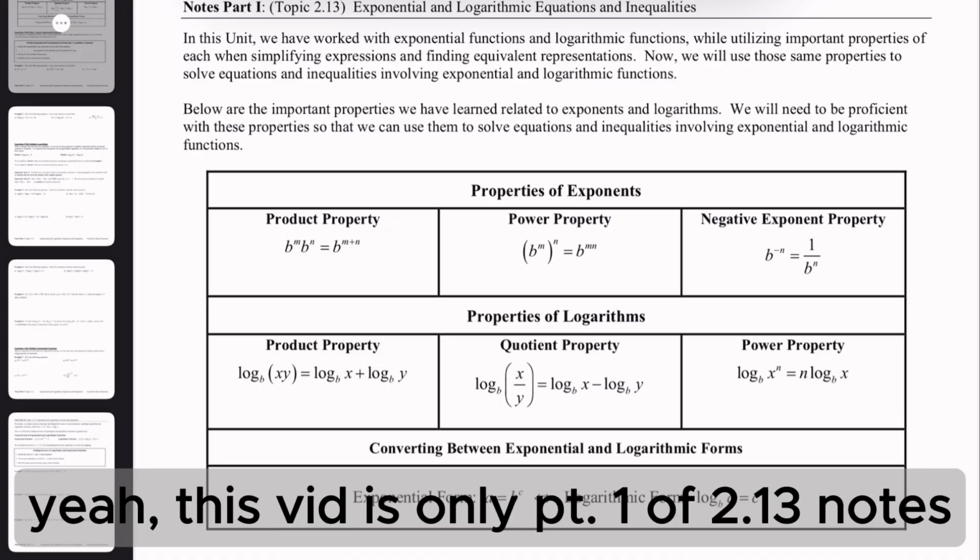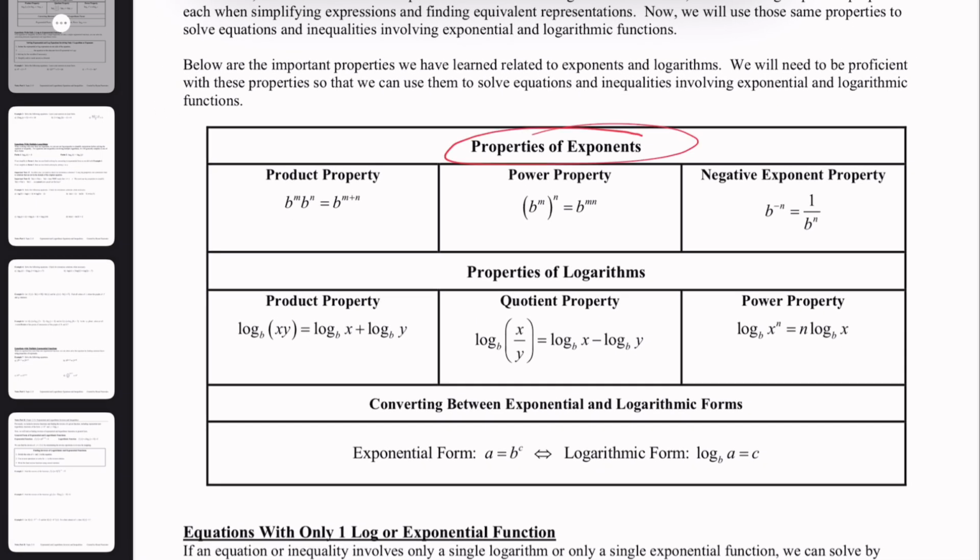So before we get started, we want to make sure we know the properties of exponents and the properties of logs. So exponents, when we multiply them, we make sure we add the exponents. When we have an exponent to another exponent, that's where we would multiply the exponents. And if we have a negative exponent, we never want a negative exponent, so we change it into a fraction that looks like this.